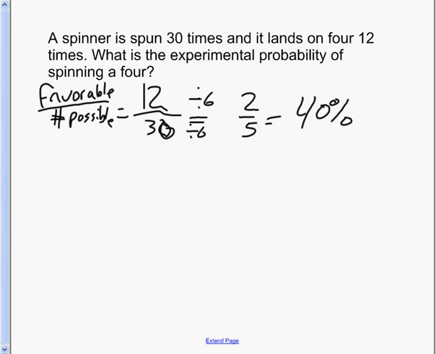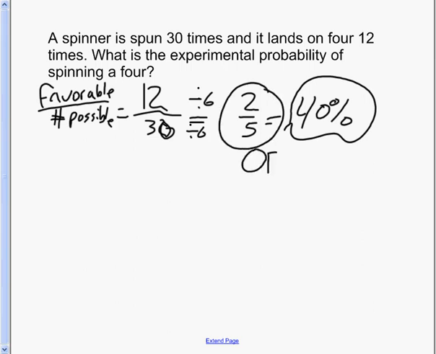If there's 4 equal spaces, we should have had more of a 25%, but this is what happened. We ended up getting a 40% or 2/5, or we can also write this as 4/10 of the time we spun a 4.